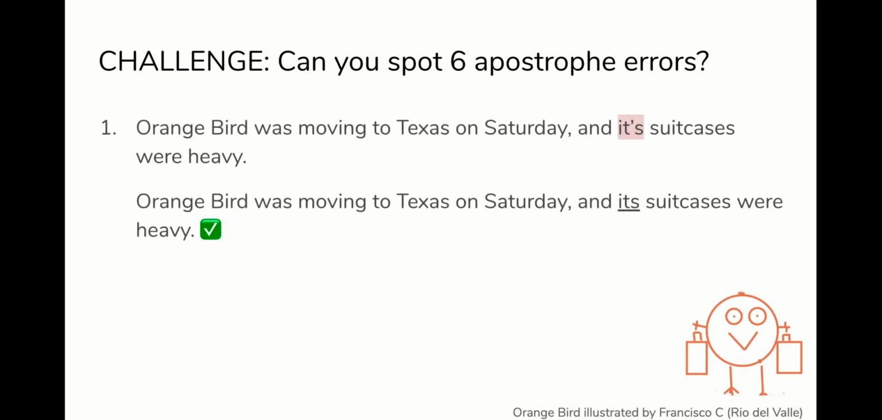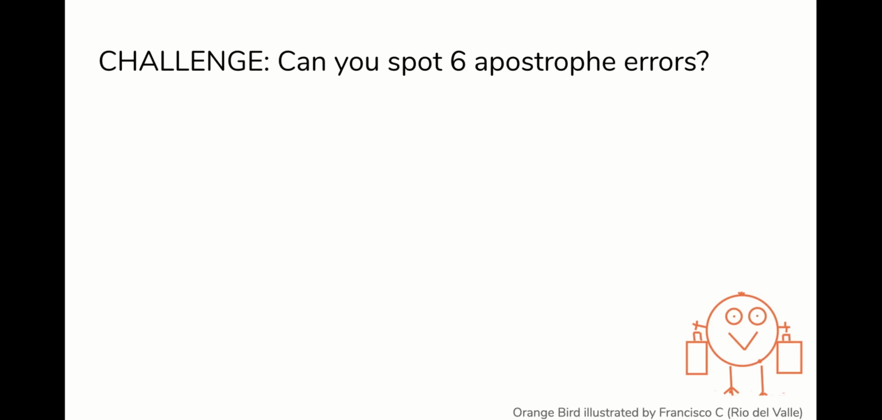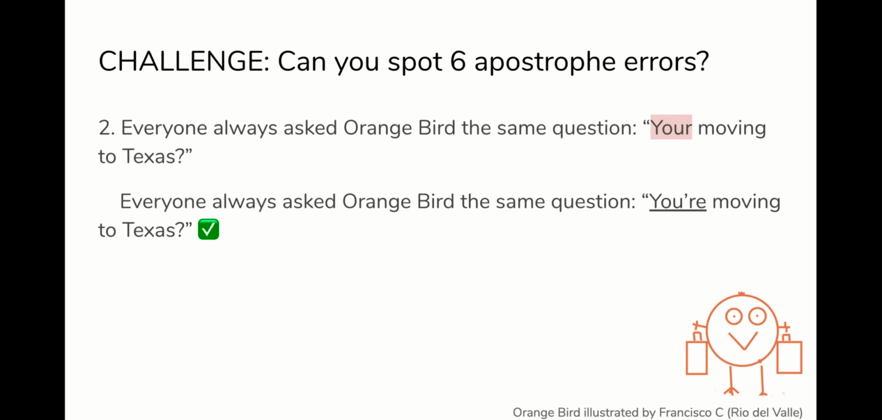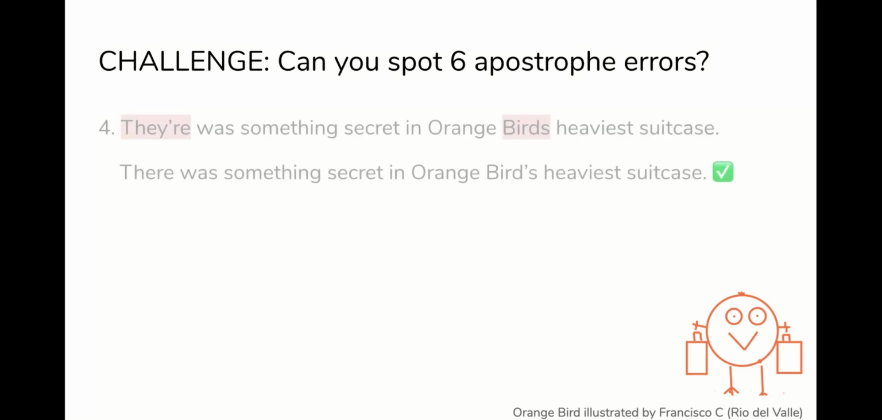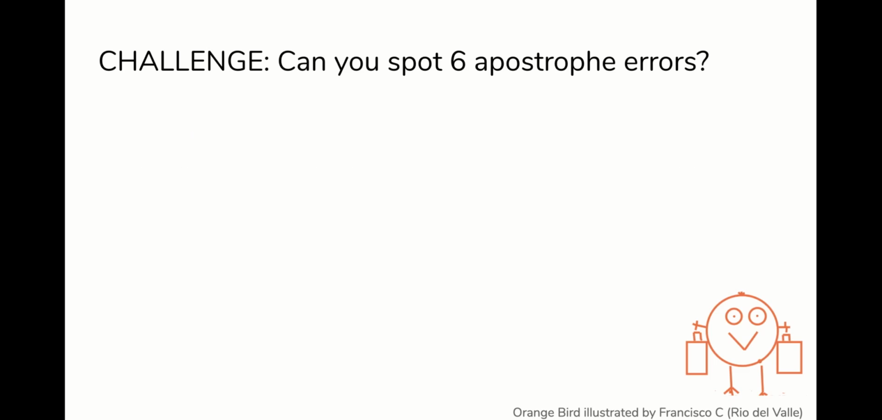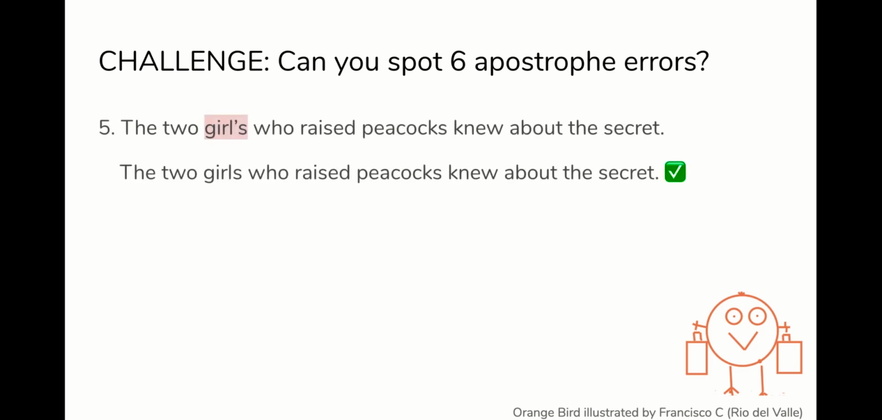Okay, so here's your answer to number 1. The it's should not have an apostrophe. Number 2, the your should have an apostrophe. Number 3, days should not have an apostrophe. Number 4, there's 2 mistakes here. There's should not have an apostrophe, and birds should have an apostrophe. And finally, number 5, girls should not have an apostrophe.